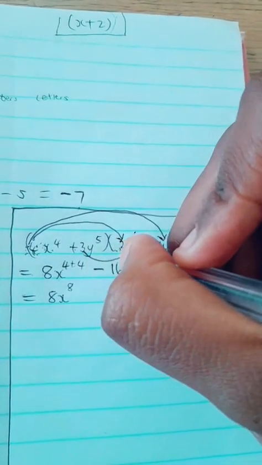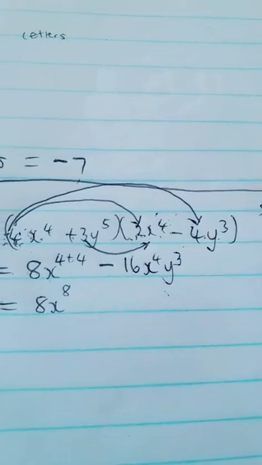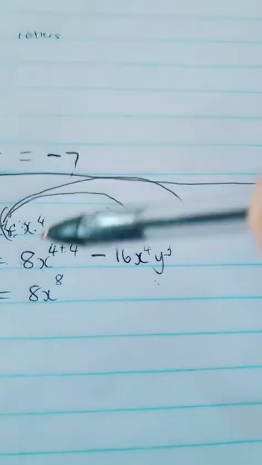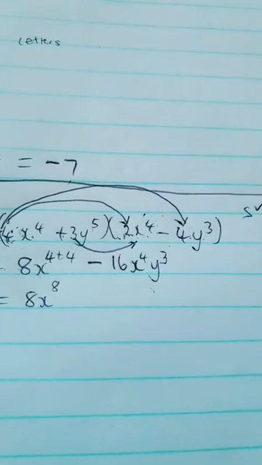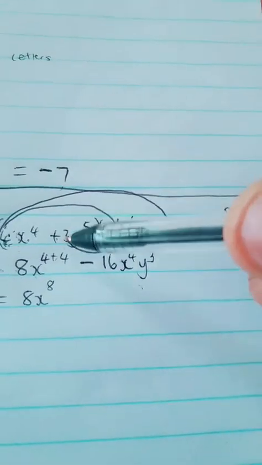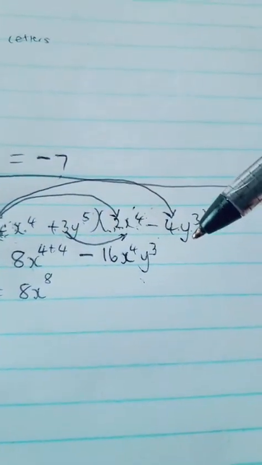3y to the power 5 times 2x to the power 4. Sign, number, letter. See, the y is to the power 5, the x is to the power 4. So sign, number, letter, what do we get?